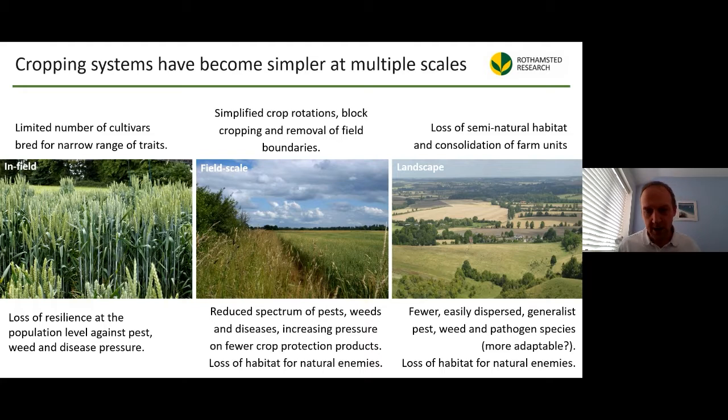And finally, on the right there at the landscape scale, as our systems have become more specialised, so we tend to specialise in arable or livestock, and so we have this separation of the different systems. The landscapes become simpler with less fragmentation, and that tends to select for generalist species that are able to disperse easily, and it could be argued are more adaptable to control strategies. And again, there's a loss of habitat for natural enemies.